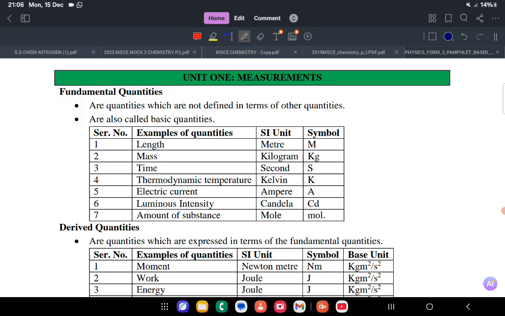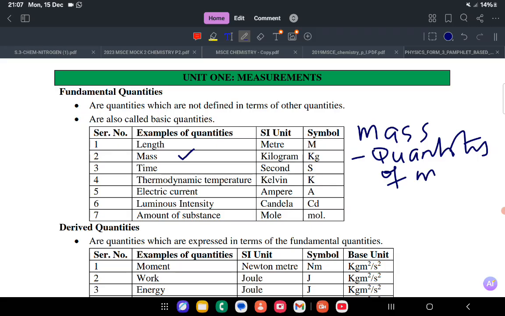All right, another basic quantity or fundamental quantity is mass, which we define simply as the quantity of matter. Mass of a substance is the quantity of matter. So by quantity we mean how much. How much of something is called mass.